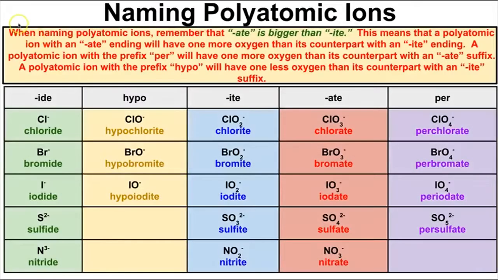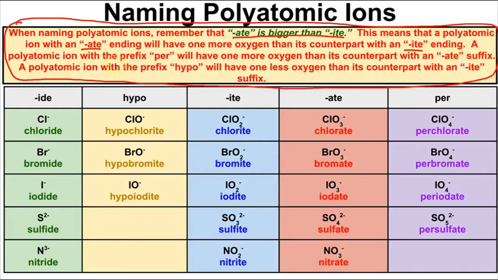Okay, so it says right here that when naming polyatomic ions, remember, one key rule is that ATE is going to be bigger than ITE. So what does that mean, that ATE is bigger than ITE? Well, it says right here that this means that a polyatomic ion that ends in ATE will always have 1 more oxygen than its counterpart that ends in ITE. Okay?